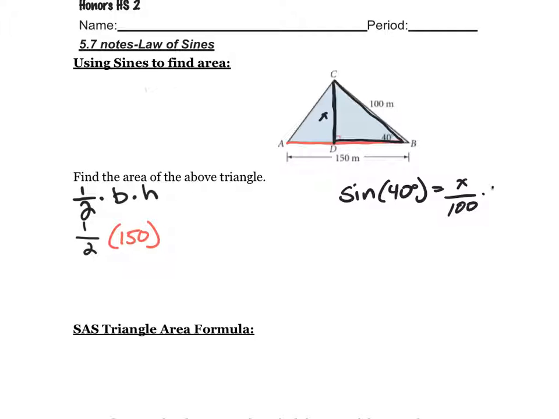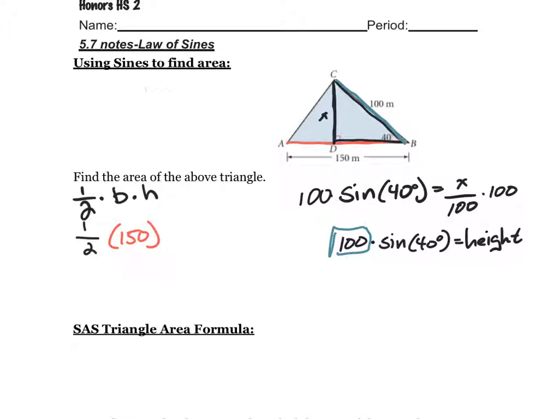So to solve this, I would multiply both sides by 100. And I'm left with 100 times sine of 40. Now I'm not going to put this in my calculator quite yet, but this just equals the height of the blue triangle. So I want to draw your attention to the parts of this equation. So the 100 here, well, that's just this side right there. So let's add it over here to our formula. So the height is this whole equation here.